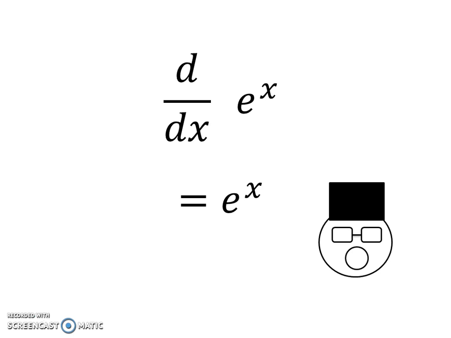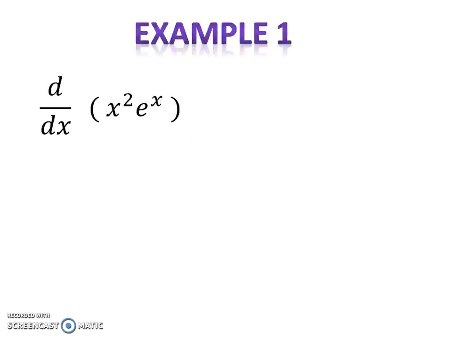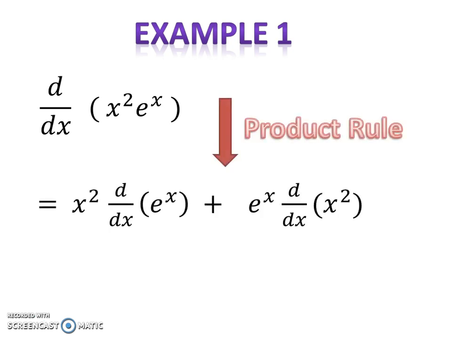Alright, let's apply this on a few examples. We want to differentiate x squared e power x. As you can see, there are two terms here, x squared and e power x. So, when you want to differentiate two terms, what must come into your mind? The product rule. Examine this line carefully. We have done this many times, so I hope this is nothing new. The first term will be x squared, and you differentiate e power x, you must get back e power x, plus e power x.